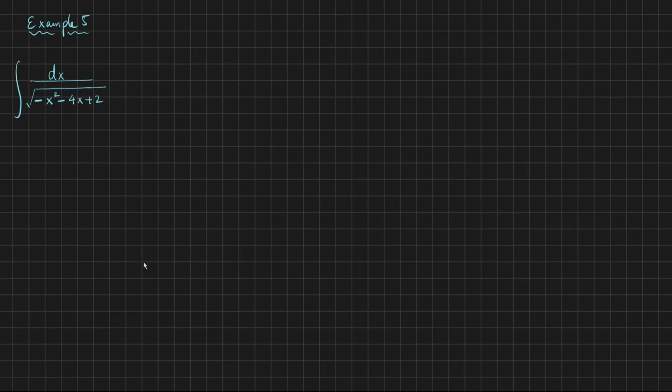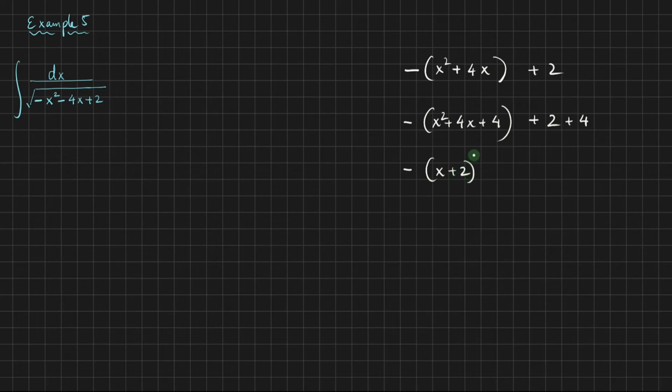Moving on to example 5, this one might look a bit awkward because of this negative sign outside the x squared. But that's not really an issue because we can still complete the square even if there's a negative here. The way we do that is to pull out the negative sign, and we have negative of x squared plus 4x plus 2, and completing the square inside the bracket we have negative of x squared plus 4x plus 4, and since we've added a negative 4 inside, we have to add a positive 4 outside, so it becomes plus 2 plus 4, which then becomes negative of (x plus 2) squared plus 6, and we can rewrite this as 6 minus (x plus 2) squared.